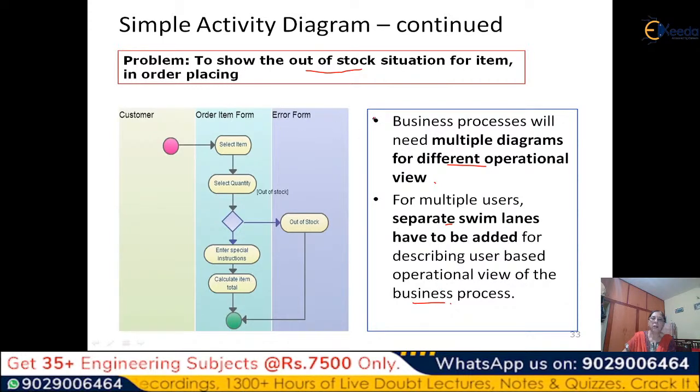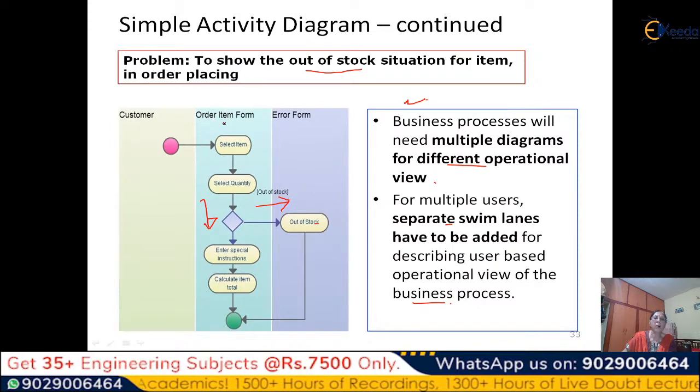So here, actually, this is slightly misplaced. So this we will come to in the next slide. So here what happens, this is a special condition, instructions will be put. So order item form, select the item, select quantity. Now this is the normal one. This is the normal one. But sometimes it will go to out of stock. If the out of stock is there, then the error will be displayed. That is why the error form is coming.